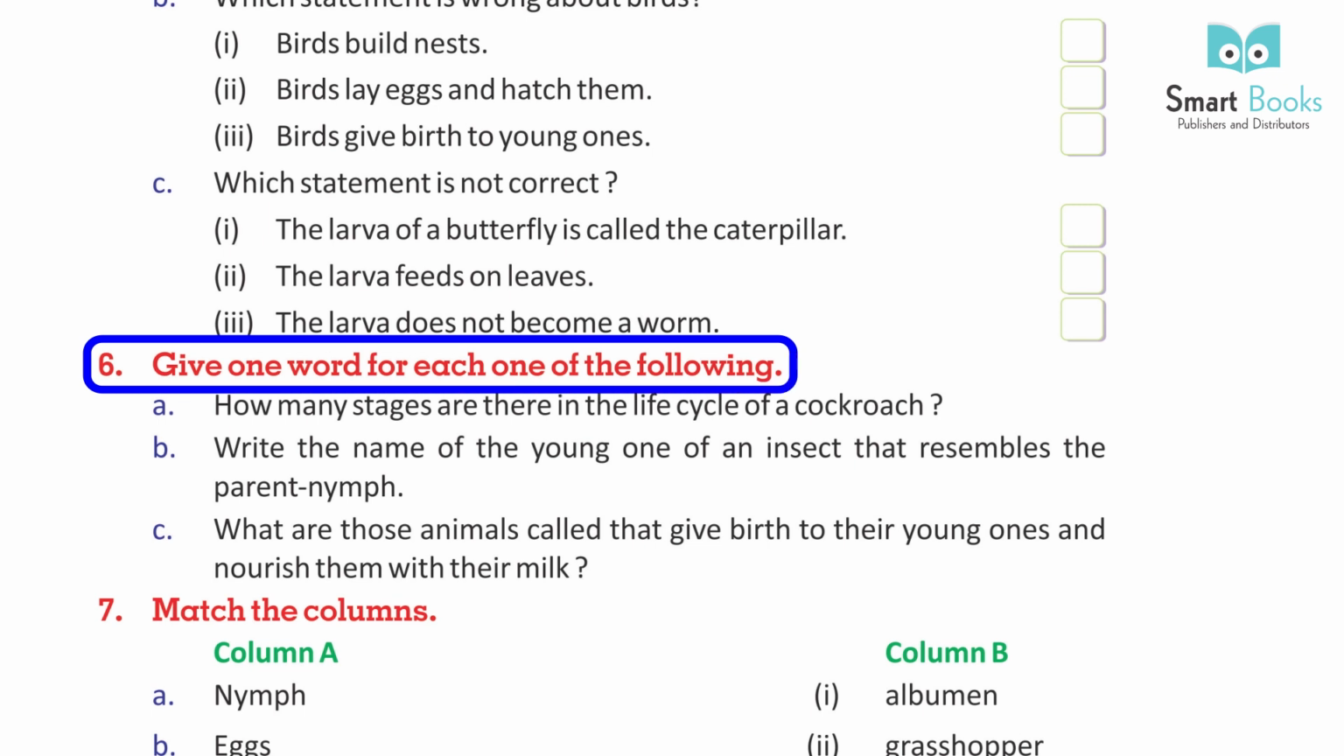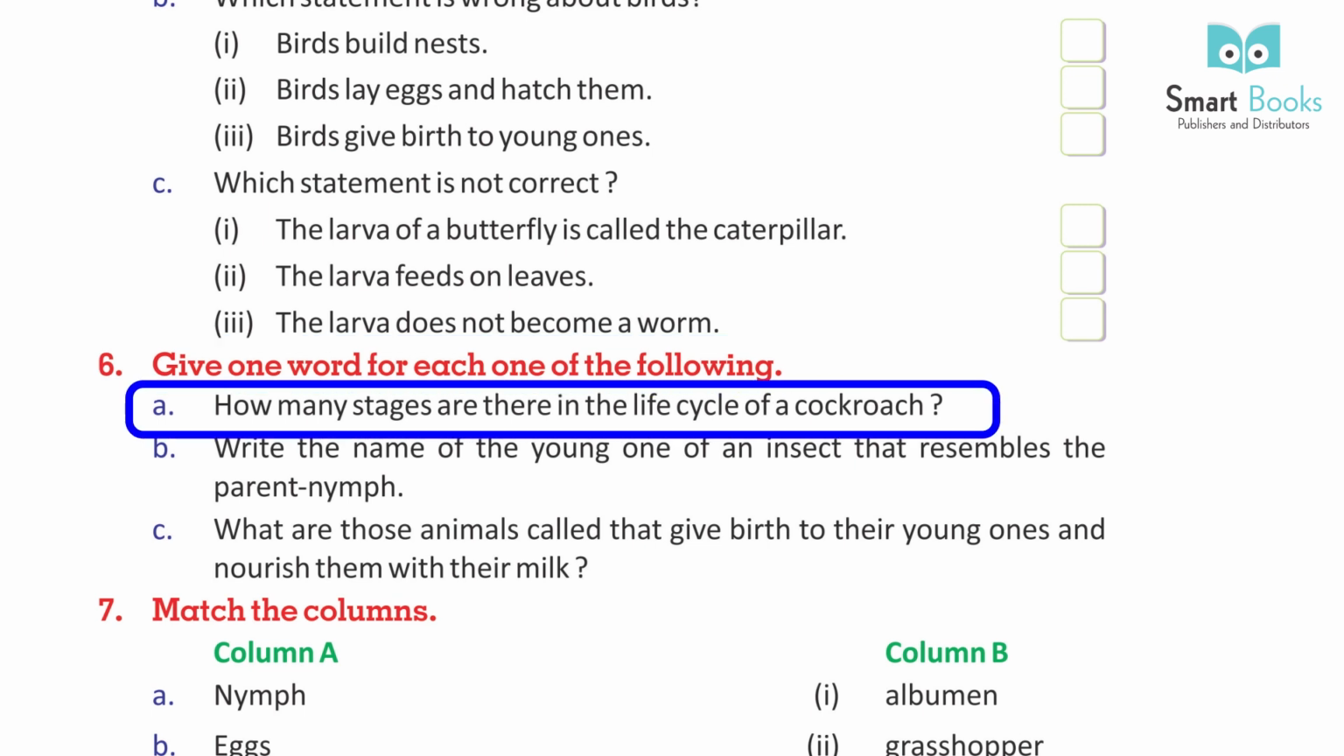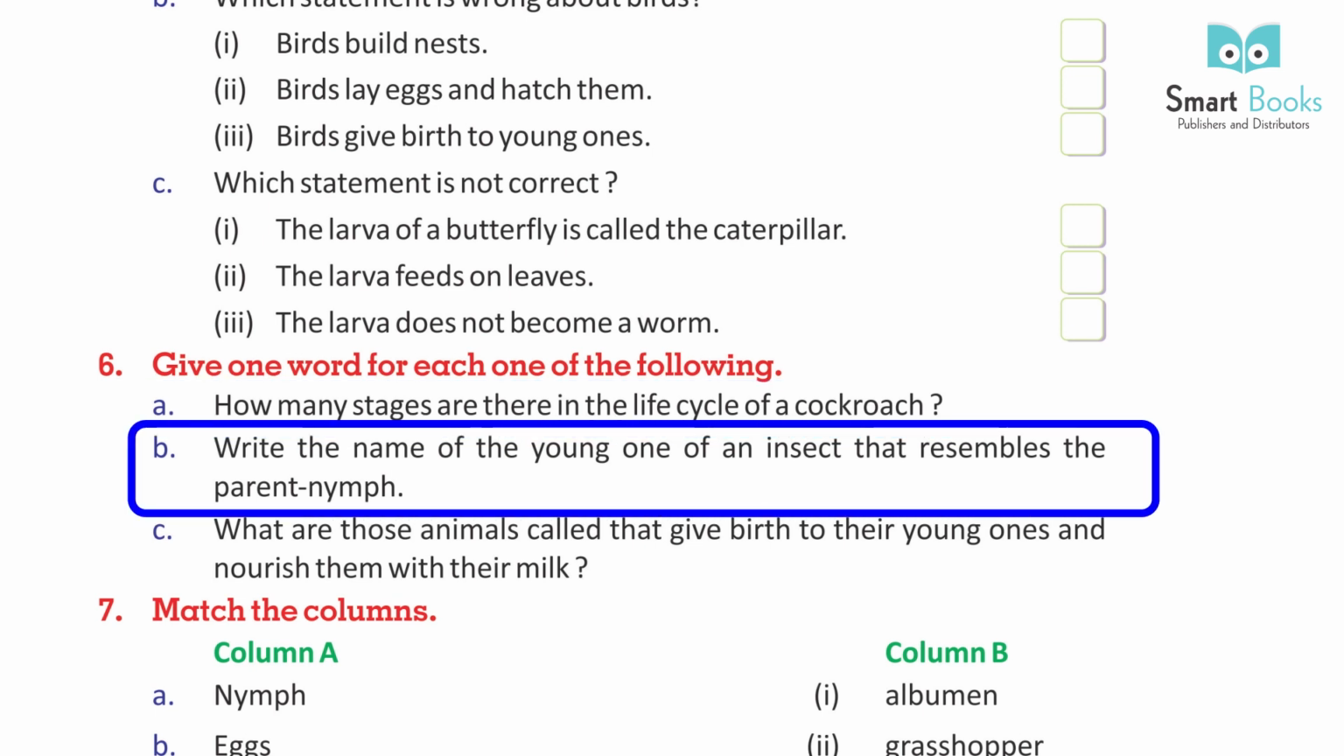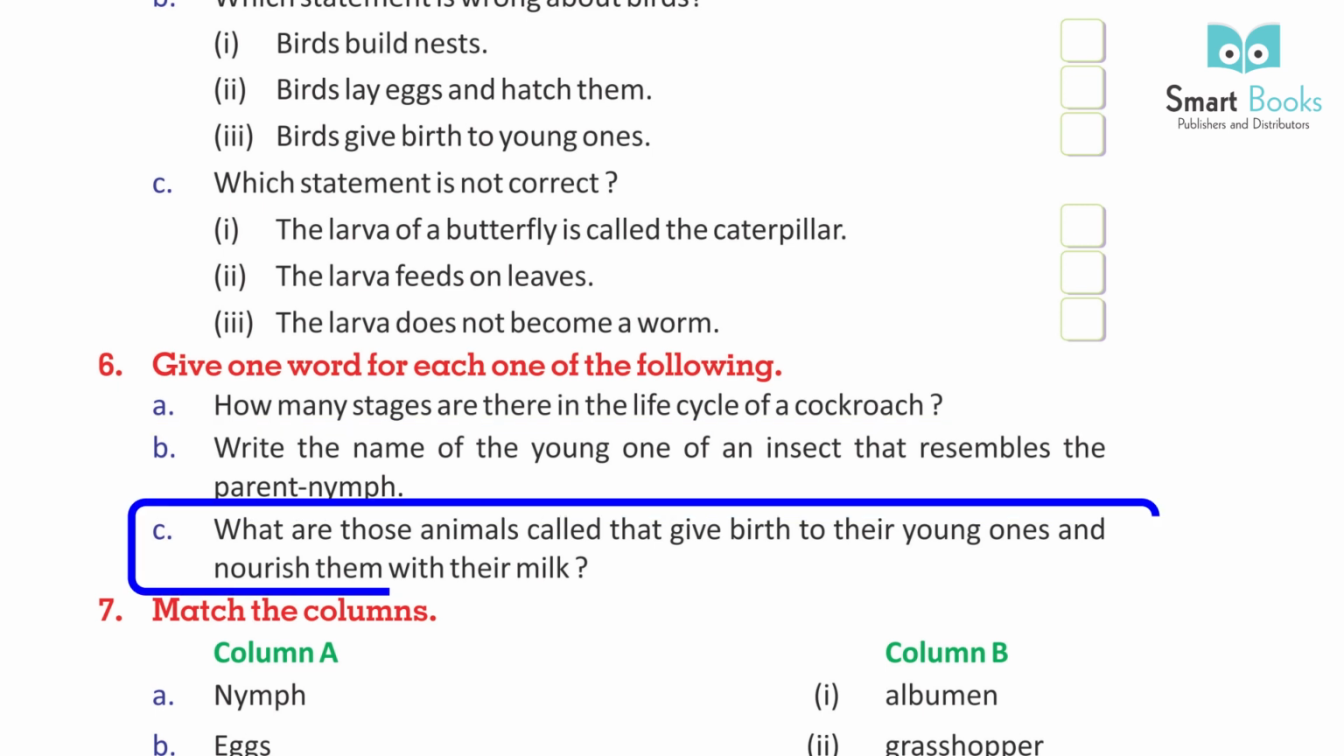6. Give one word for each one of the following. A. How many stages are there in the life cycle of a cockroach? B. Write the name of the young one of an insect that resembles the parent: nymph. C. What are those animals called that give birth to their young ones and nourish them with their milk?